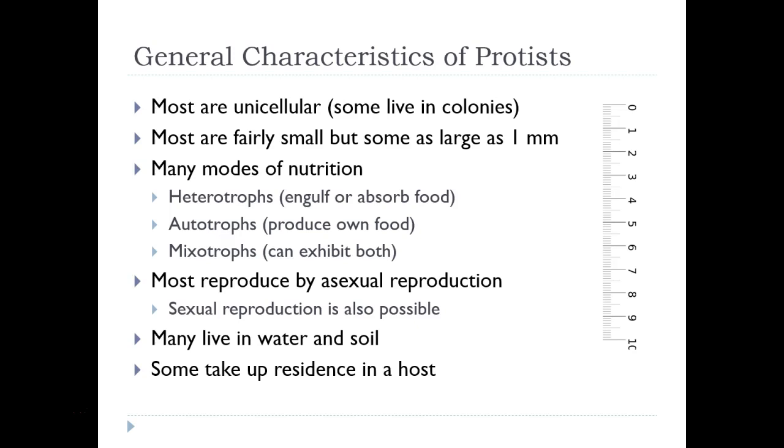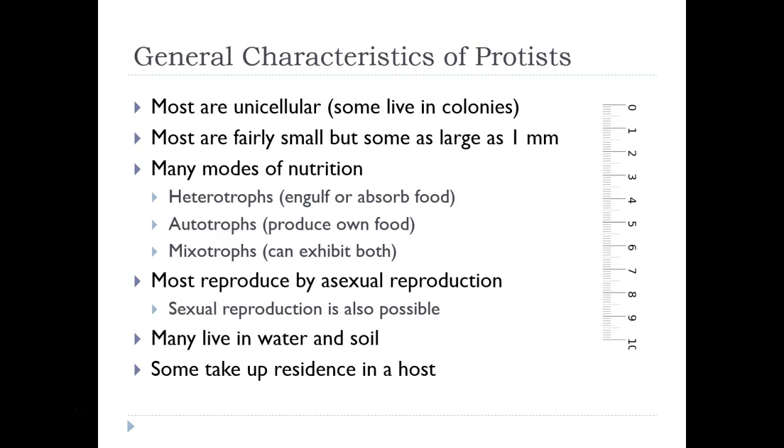So just some general characteristics of protists. Most of them are unicellular. That means they exist as one single cell. Some do live in colonies, which means that several cells live together, but they are independent. Humans, by contrast, are multicellular. We have more than one cell that works together. Most of them are pretty small, but some can actually be as large as 1 millimeter.